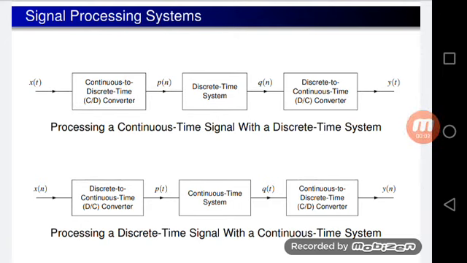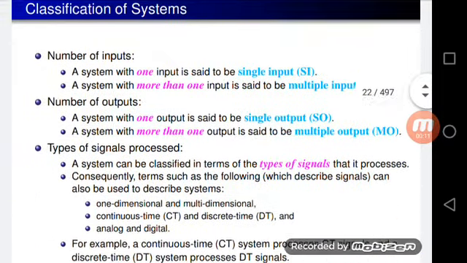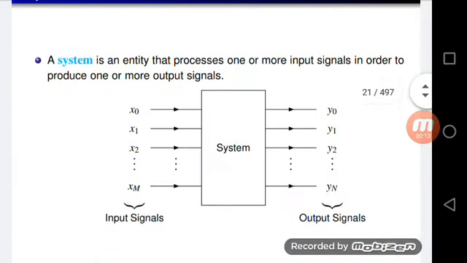Hi everyone. Today's topic is signal processing systems. What is a system? In the previous class we also discussed that a system is an entity. Entity means a number of inputs.